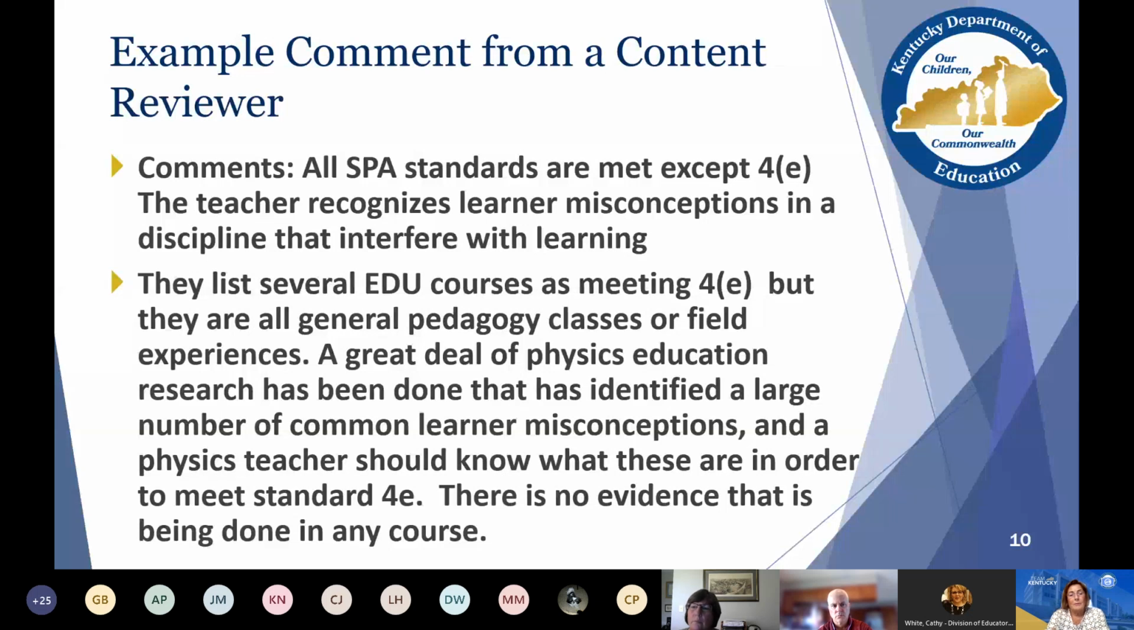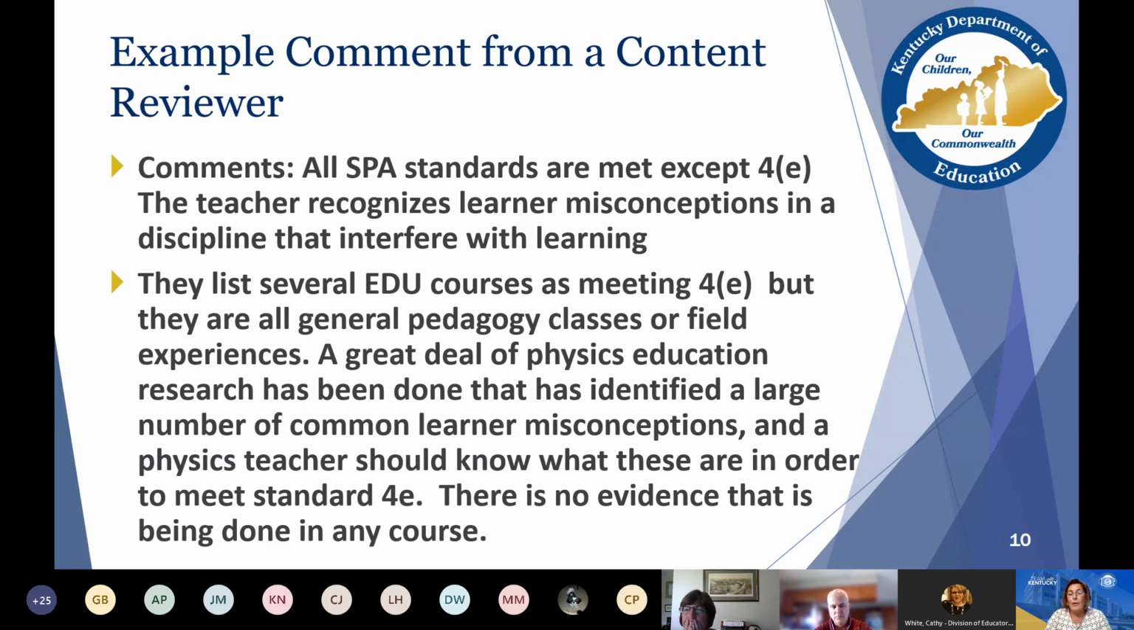This is what was not met. And the reasoning behind it is they list several EDU courses as meeting 4E, but they're all general pedagogy classes or field experiences. A great deal of physics education research has been done that has identified a large number of common learner misconceptions, and a physics teacher should know what these are in order to meet standard 4E. There's no evidence that this was in the preparation program. So that's the kind of comment that's very important for us, because it's providing us very specific feedback.